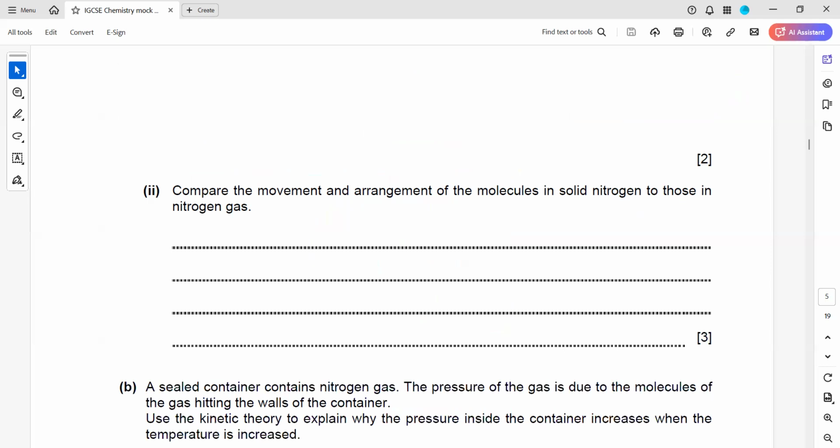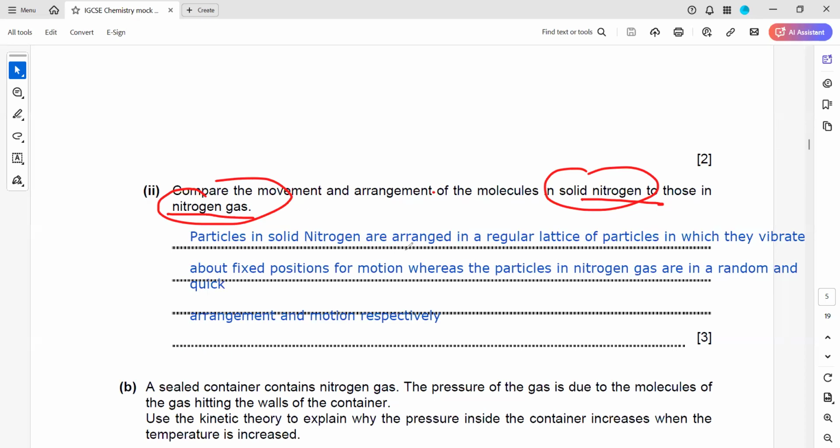Next, compare the movement and the arrangement of the molecules in solid nitrogen and nitrogen gas. First, what about the movement in solid nitrogen? In solid nitrogen, particles are regularly arranged and they vibrate about fixed positions. Whereas in nitrogen gas, the particles move randomly with no regular arrangement, and they move at a high speed. That's a good answer.